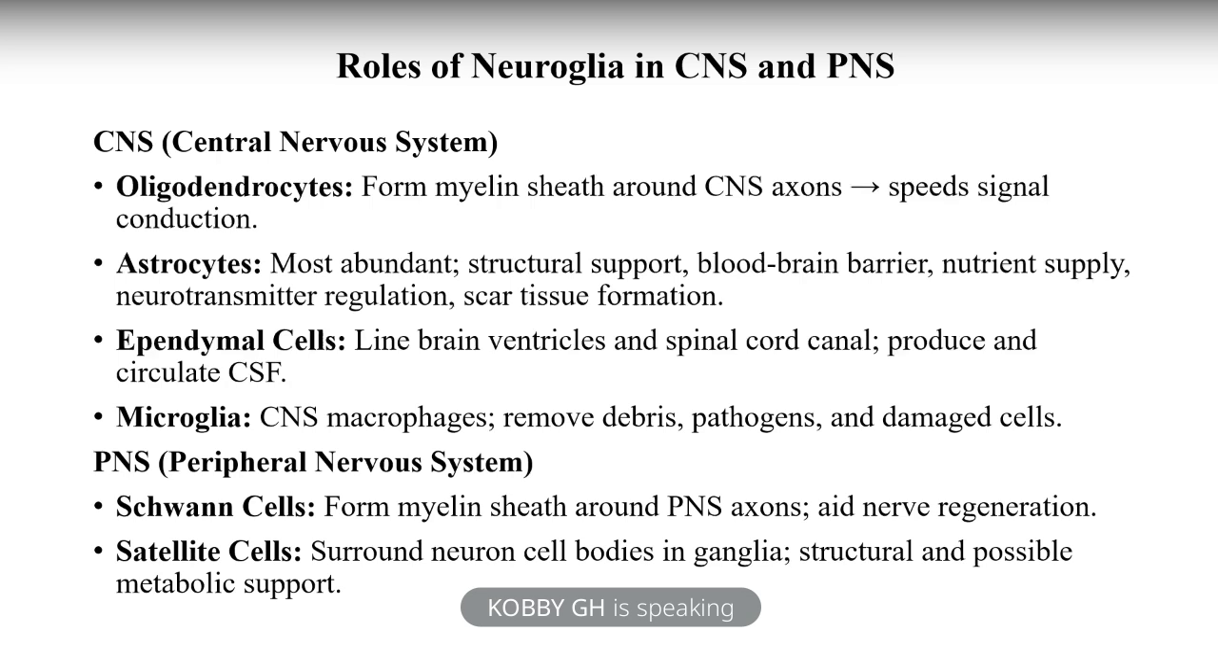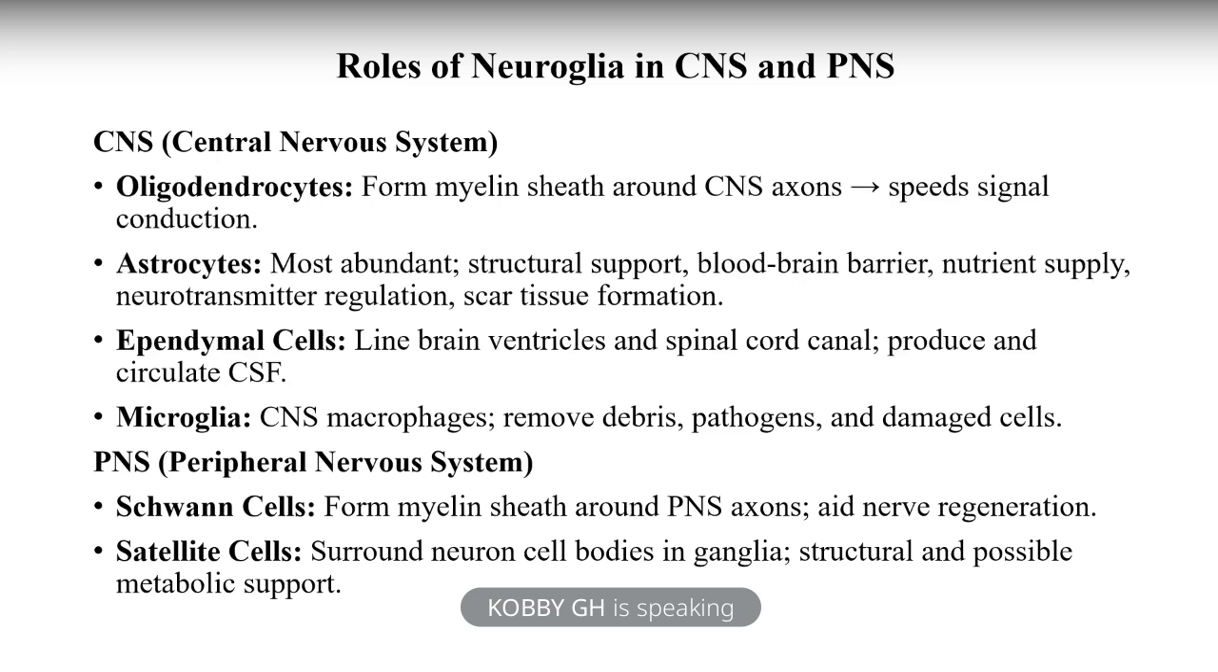Now, when you come to the peripheral nervous system, the glial cells there are the Schwann cells and the satellite cells. They are 2. So overall, we have about 6 neuroglial cells in the nervous system in general. We have 4 glial cells in the central nervous system and 2 glial cells in the peripheral nervous system.